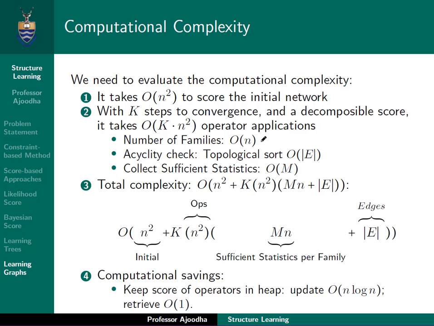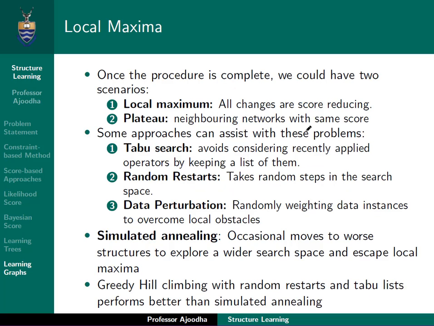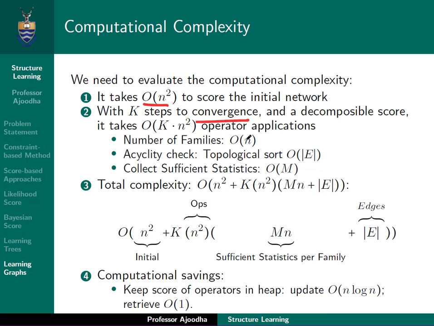So what is the computational complexity of this procedure? It takes O(n) squared to score the initial network, okay? Because you're going to go to every single node, and you're going to have to score them. So the initial network needs to be scored. Okay, what about k steps to converge? And suppose that you've got a decomposable score. Obviously, the complexity will change if it's not decomposable. It takes k steps multiplied by n squared operator applications, right? The operator applications can be to add things in, to remove things, or to reverse things, okay?